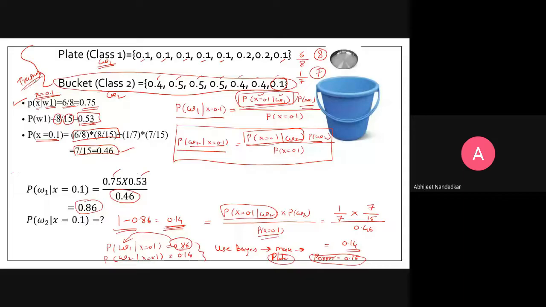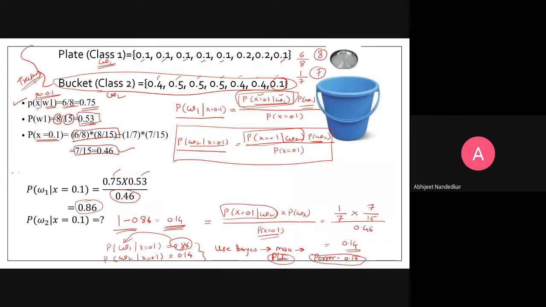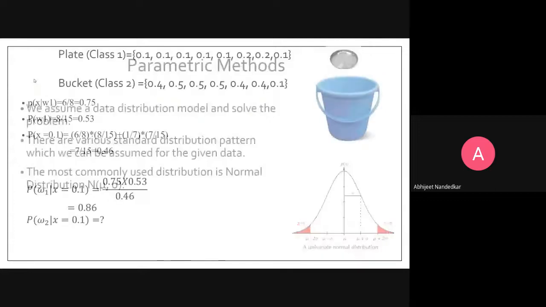So I hope you have understood these two problems. Then I have to move to the next difficulty in solving these problems, and that is based on the parametric method. So the method is called the parametric method. That is the second step in Bayes.